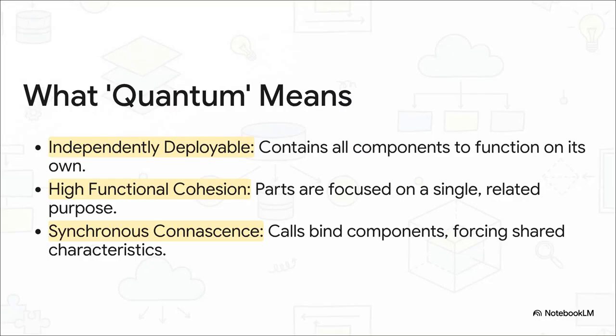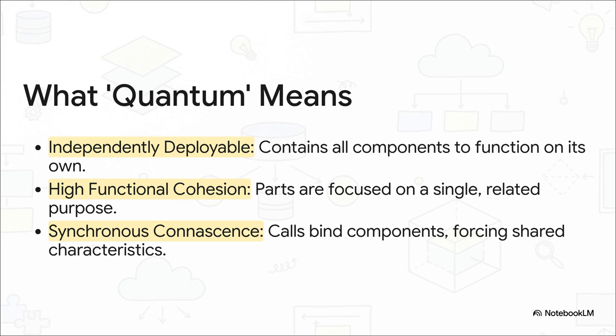So let's just break this down. Independently deployable. That's easy enough, right? It just means the thing can run all by itself. It has all its parts. High functional cohesion just means it's focused on doing one job, and doing that one job really well. But this last one, synchronous connascence, now this is the really critical part.